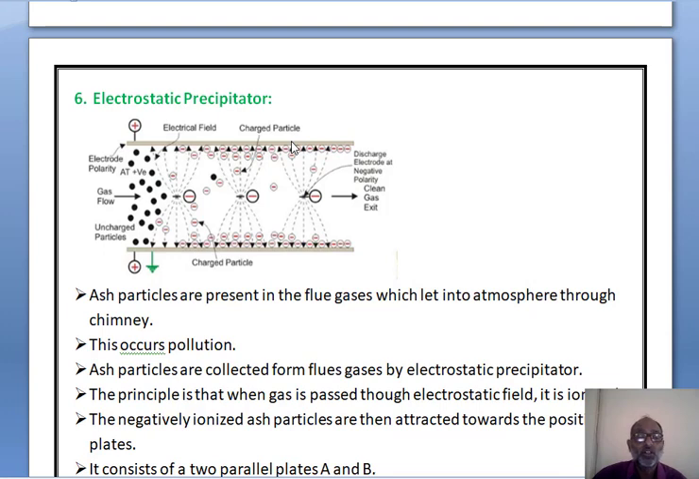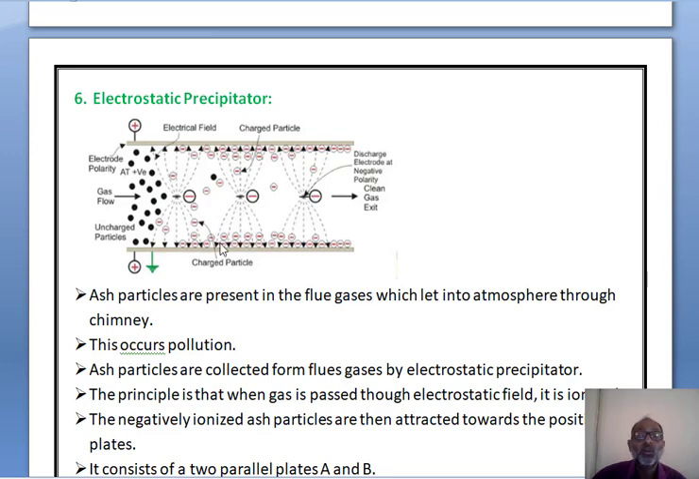Now it consists of two parallel plates. Here you can see A and B. Both plates are connected to the positive potential of the source. Now these plates are called collecting electrodes. Now the discharge electrodes, here you can see, are placed in between these positively charged collecting electrodes. Now these discharge electrodes are in the form of wire or steel.